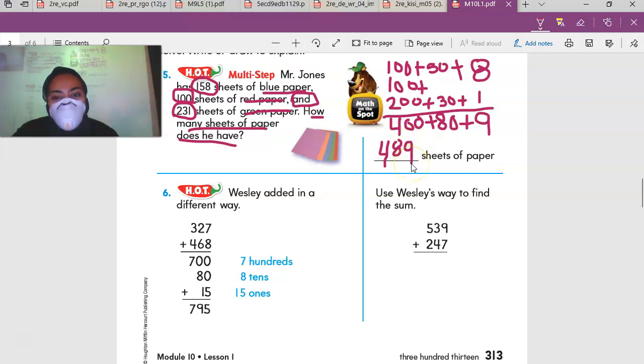Not hard at all. Wesley added in different ways. 327 plus 468 equals 700, and then plus 80 plus 15. Use Wesley's way to find this sum. So let's see, what did Wesley do? He added the hundreds place first. What's 4 plus 3? 4, 5, 6, 7. That's 700. So we're going to write 700 just like Wesley did here.